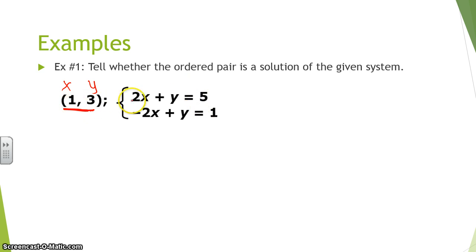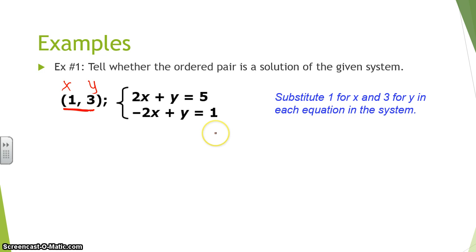When we plug in 1 for x and 3 for y in the first equation, do we get 5? When we plug in 1 for x and 3 for y in the second equation, is that going to equal 1? So what we're doing is substituting 1 for x and 3 for y in each equation to determine if it's true or not. So let's set this up.